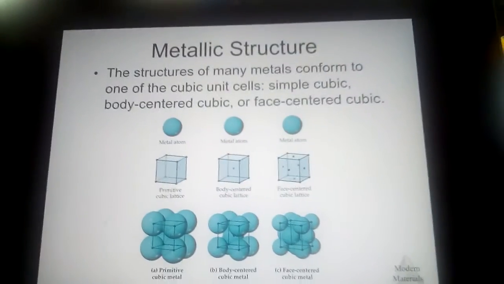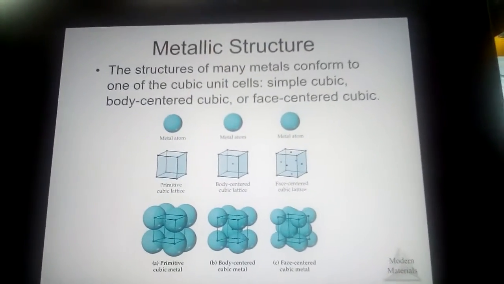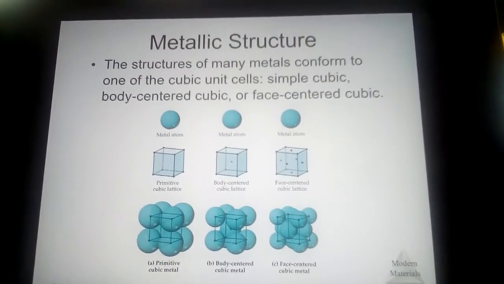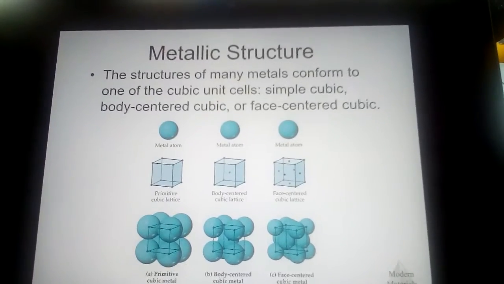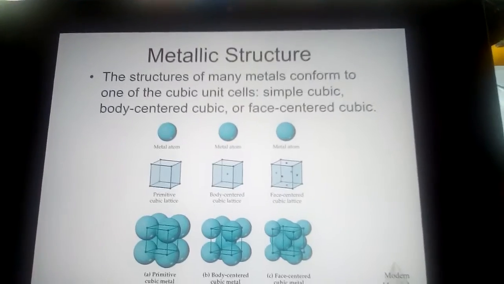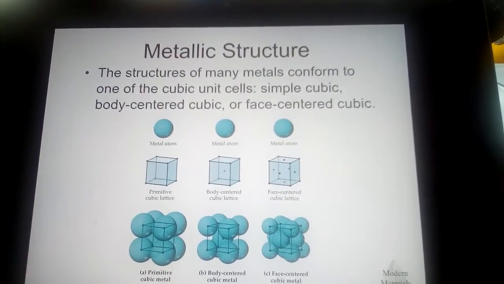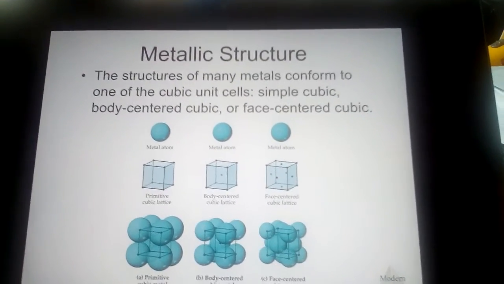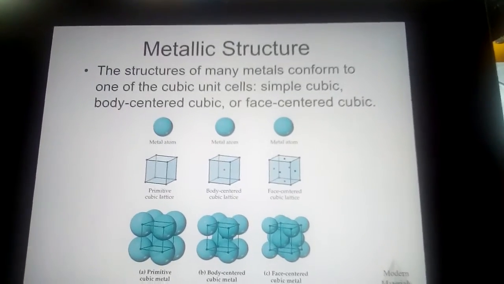And these are 3 different possible ways we can think about a solid structure composed of one type of atom. So this would be very common for things like metals. Most metals will crystallize into one of these structures: simple cubic or primitive cubic, body-centered cubic, or face-centered cubic.